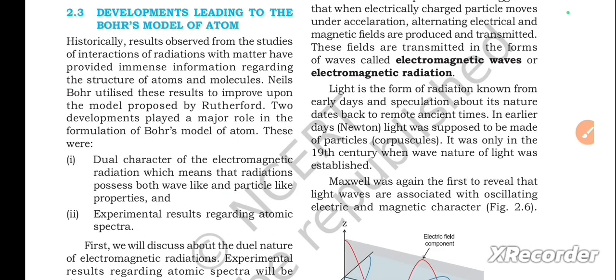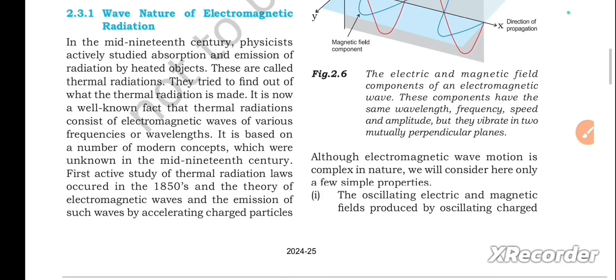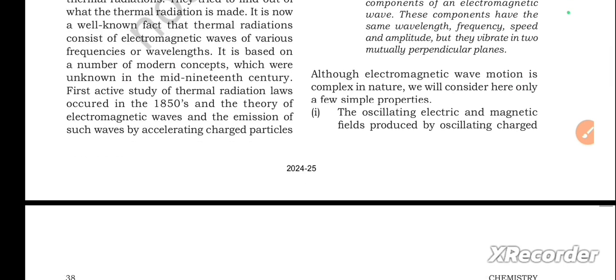Light is a form of radiation known from early days, and speculation about its nature dates back to remote ancient times. In earlier days, according to Newton, light was supposed to be made of particles, corpuscles. It was only in the 19th century that the wave nature of light was established. Maxwell was again the first to reveal that light waves are associated with oscillating electric and magnetic character. Figure 2.6. Although electromagnetic wave motion is complex in nature, we will consider here only a few simple properties.